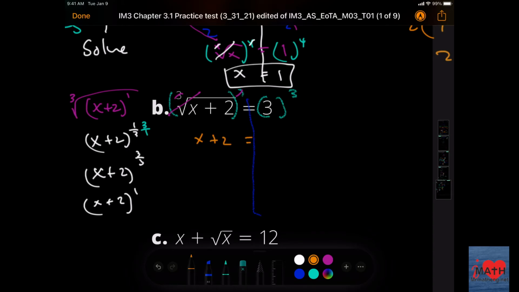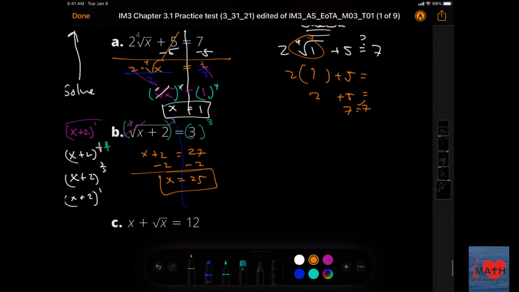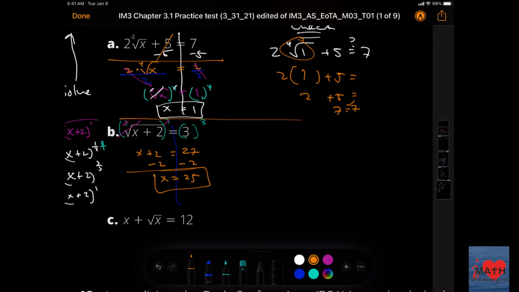3 to the third power is not 9, it is 27. 3 times 3 times 3 is 27. And then you subtract 2, then you have x equals 25. Let's go and check that answer. Okay, so 25 plus 2 equals 27. And the cube root of 27 is 3, so that one does work.